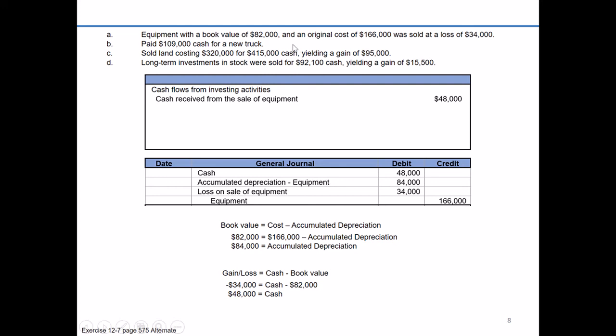Okay, next one is B. We're going to pay $109,000 cash for a new truck. That's again a long-term asset. This is going to be an outflow of $109,000. So that one was a lot easier.